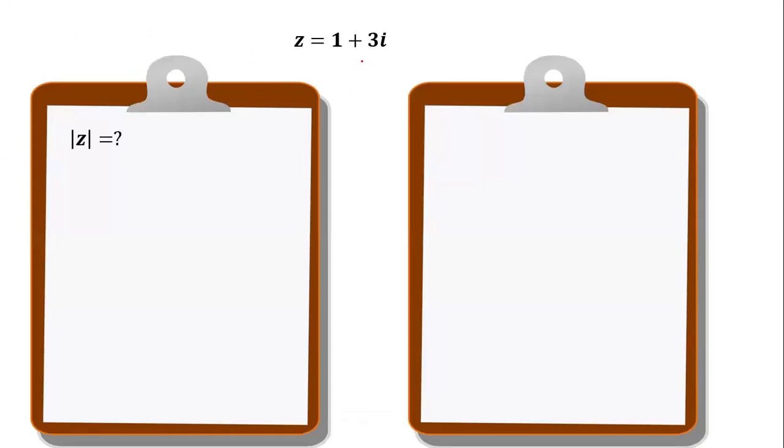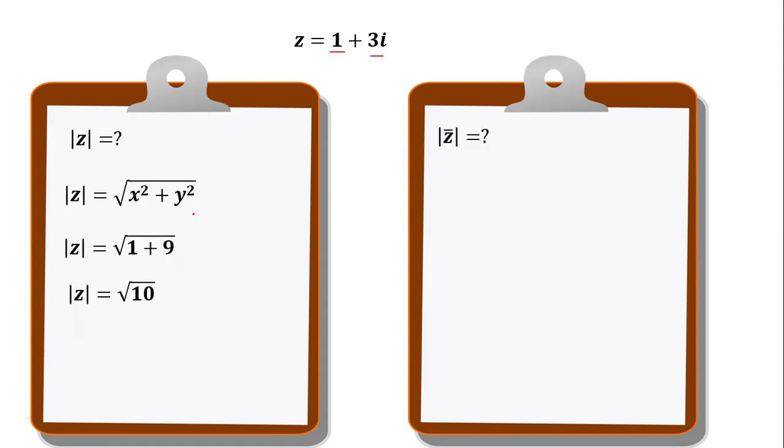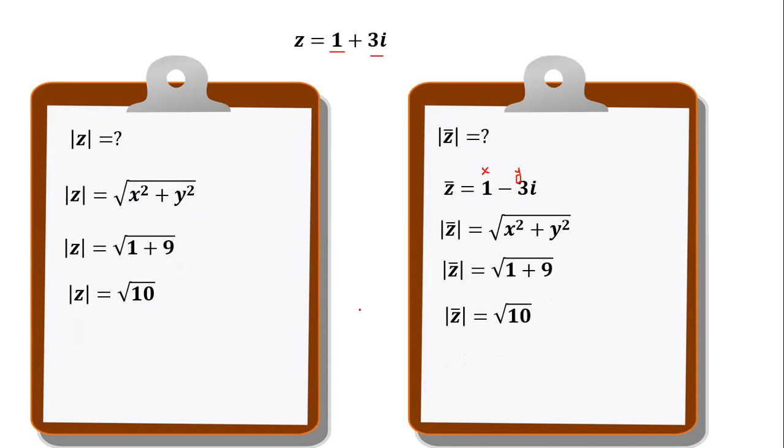z is equal to 1 plus 3i. Calculate the modulus of z. Apply the following formula, where x is the real part and y is the imaginary part. It is now required to compute the modulus of z bar. First of all, let's find z bar by switching the sign of the imaginary part. To find the modulus, apply the following formula and make your conclusion. You will notice that the modulus of z is equal to the modulus of z bar.